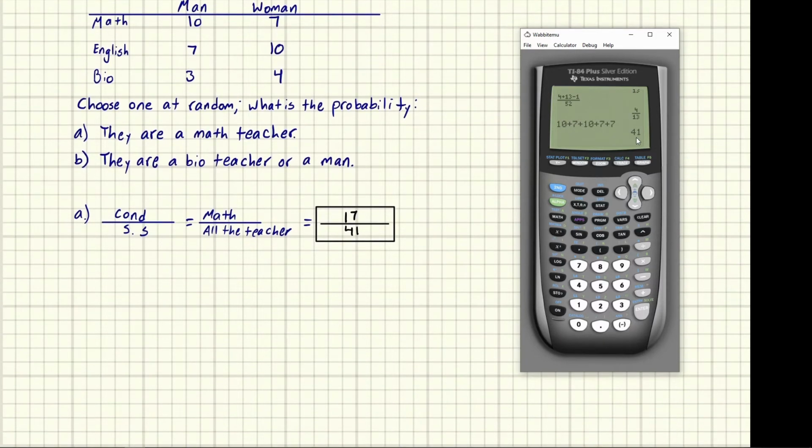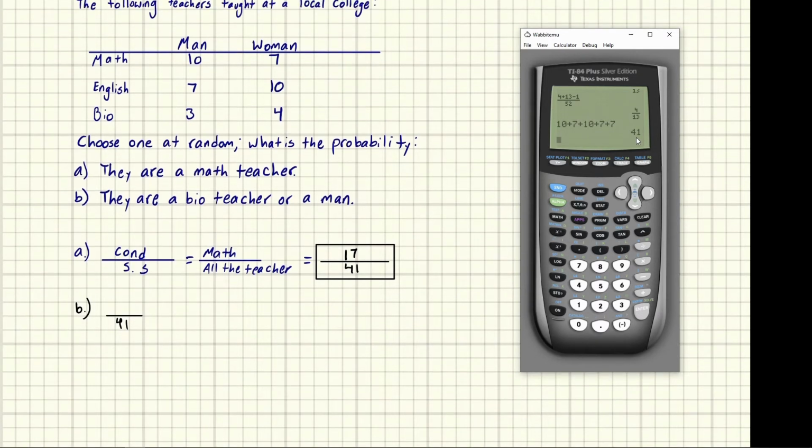Now for part B, our sample space is still the same. It's still all the teachers, right? But this time our condition is changed, that they are a biology teacher or a man. And so the bottom number is still 41. It's still all the teachers put together. But the top part now is bio or a man. So or, remember, or has two cases. There is the exclusive or, where the two groups do not overlap, mutually exclusive. Or there is the case where they are not mutually exclusive and they can overlap.